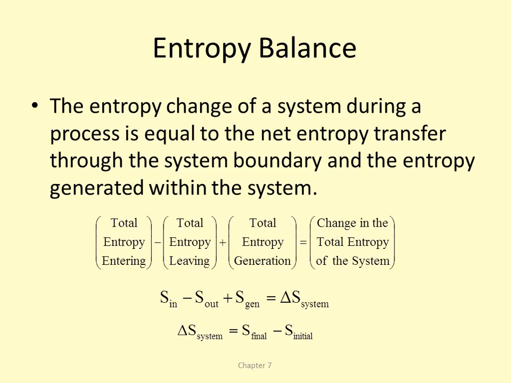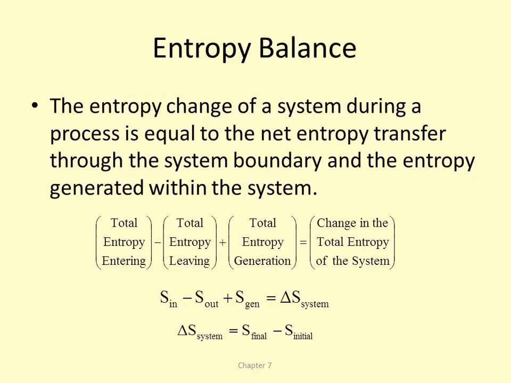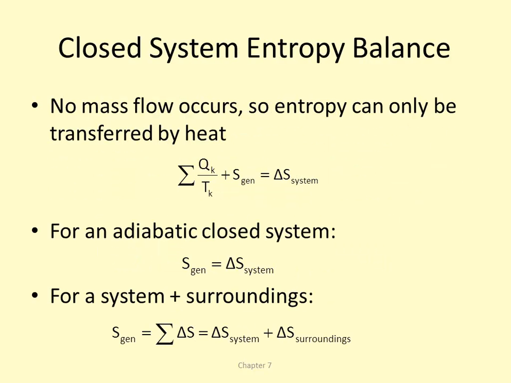Okay, so entropy balance, this was the last section that we covered on entropy. And basically we have a couple of different ways that entropy can be transferred in and out of the system. It can be transferred by mass flow and by heat. So for a closed system, we only have entropy transfer by heat. And then for an adiabatic closed system, the entropy generation is just equal to the change in entropy of the system.